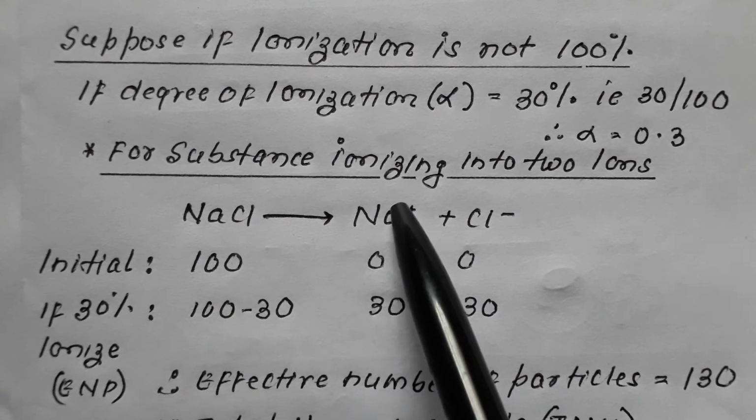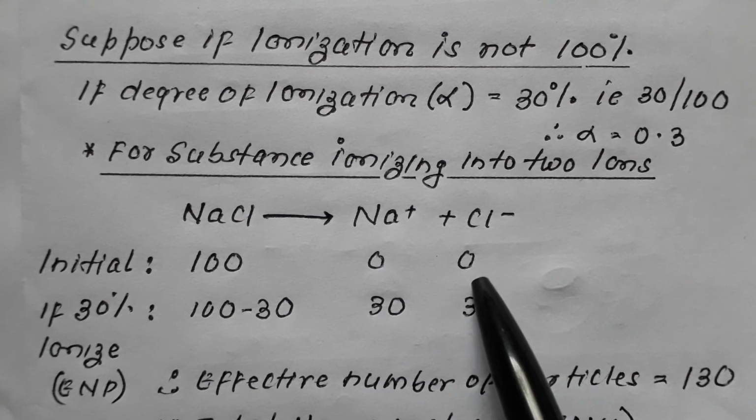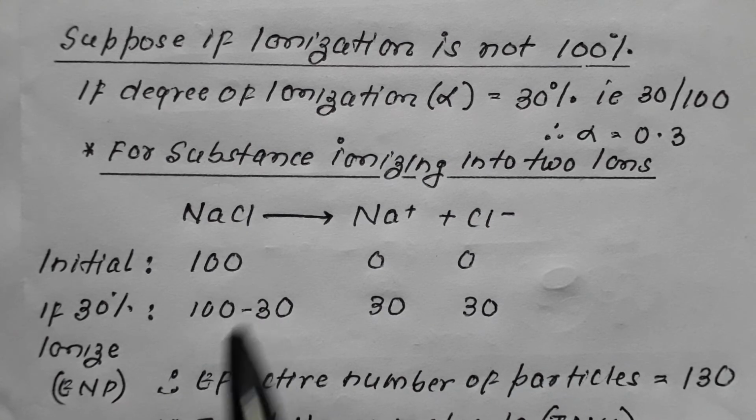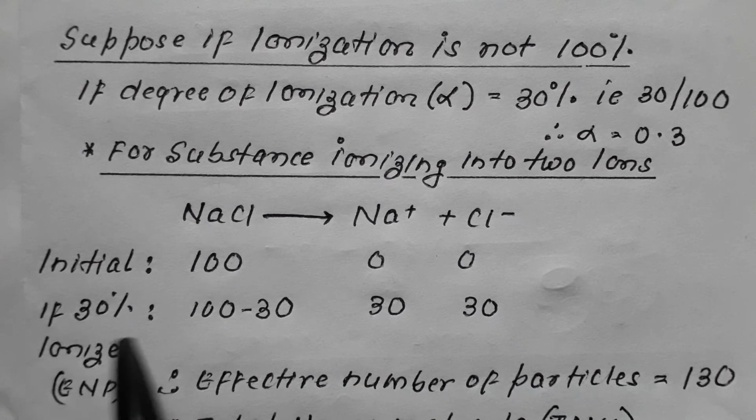We have taken how many Na ions? 0. How many Cl ions? 0, because this is the initial case, which means that NaCl hasn't ionized. Now suppose it has ionized to 30%.